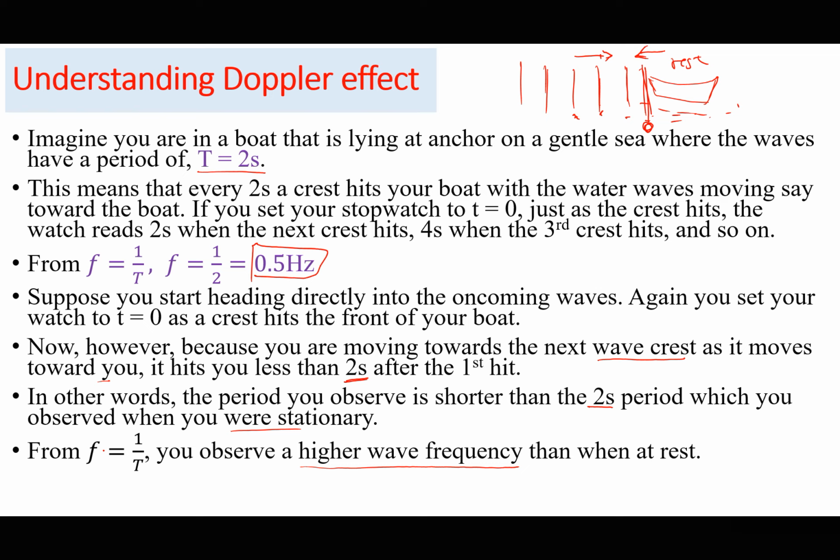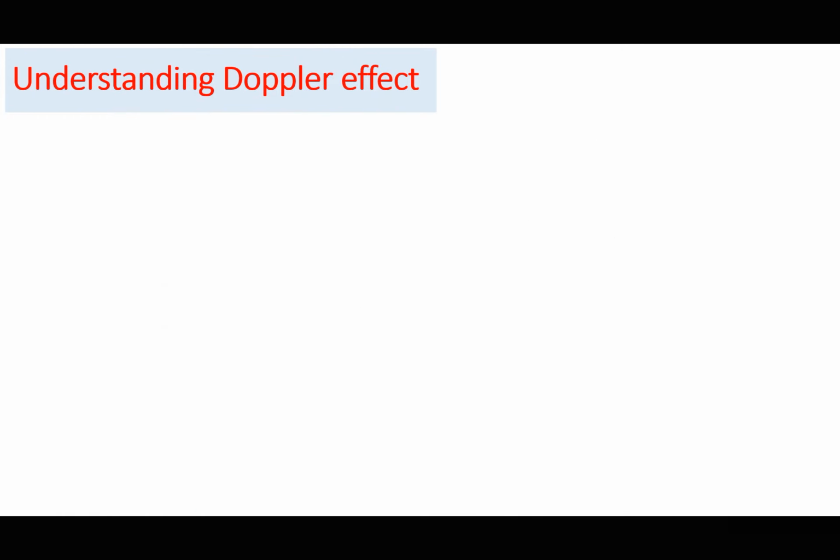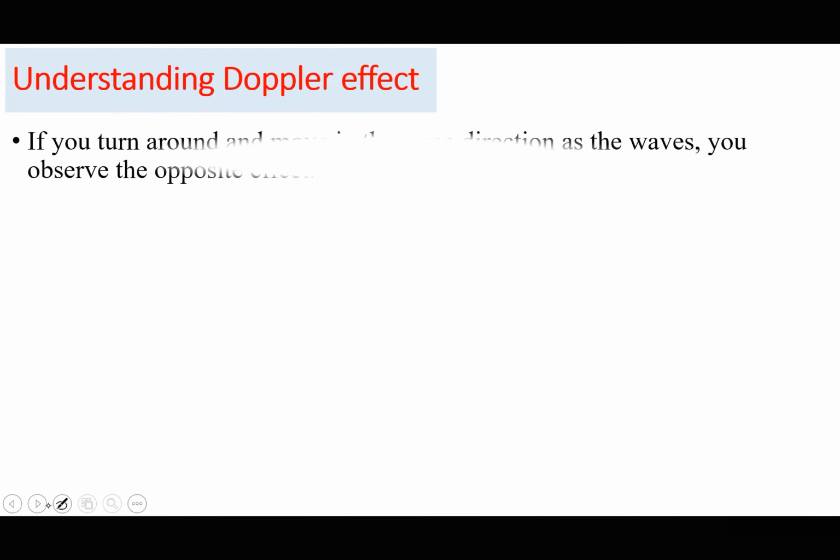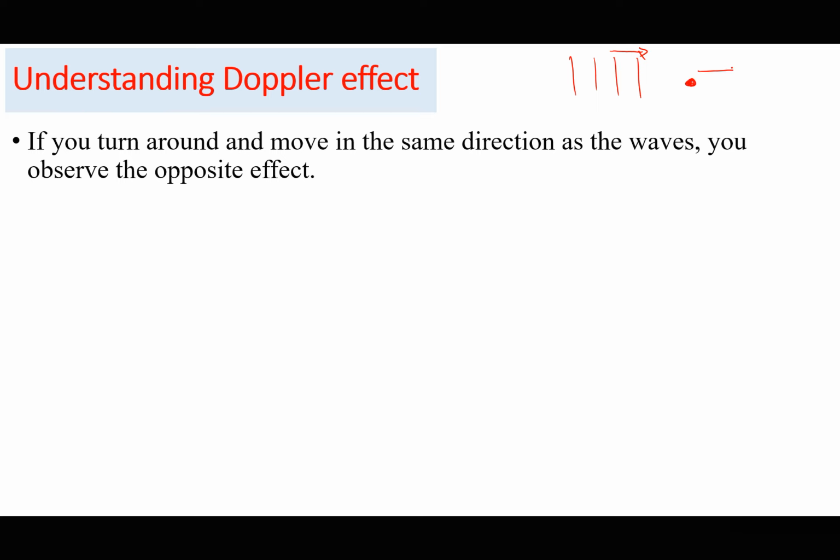On the other hand, let us assume you now move away from the boat. Like I said, the waves are moving towards the boat, and this time the boat is also moving away. If the observer starts the stopwatch at t equals 0 when the first crest hits the boat, since the boat is now moving away, the next crest would have to take more time to hit the boat. So if you turn around and move in the same direction as the waves, you observe the opposite effect.